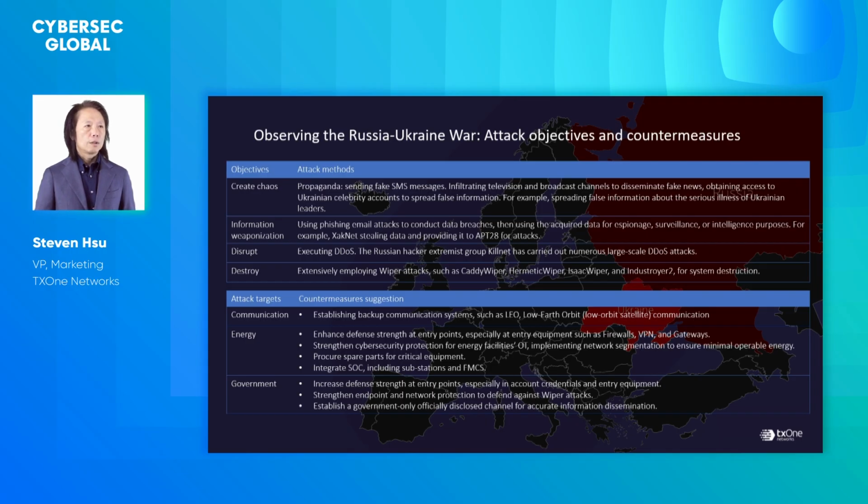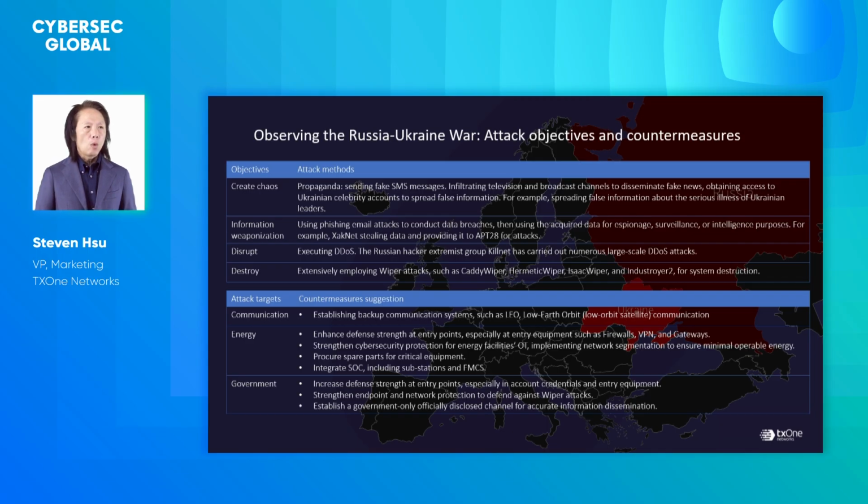Here is the attack method. I'll try to share with you how they reach the objective. First one, create the chaos. The propaganda method is pretty effective. They're sending fake SMS messages, also infiltrating television and broadcast channels to send out fake news. They also managed to hack into Ukrainian celebrity accounts to send out false information. That's the typical way to create propaganda chaos.